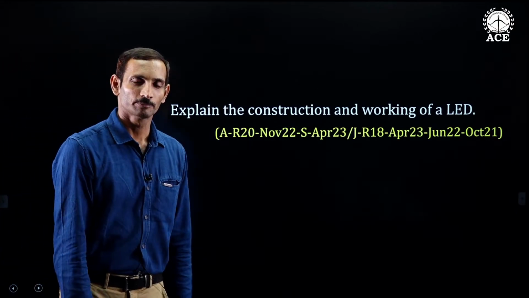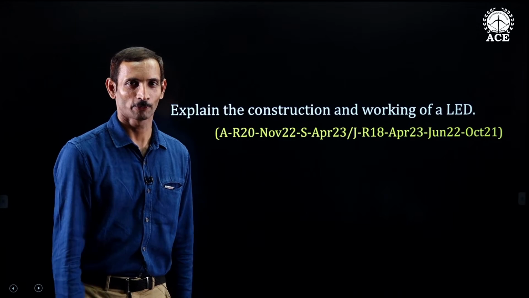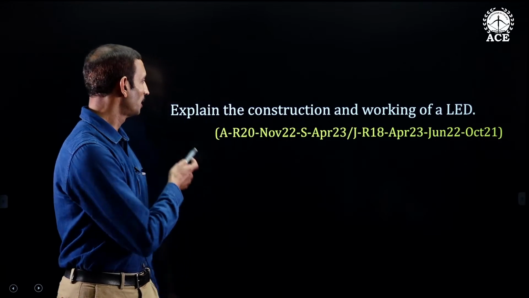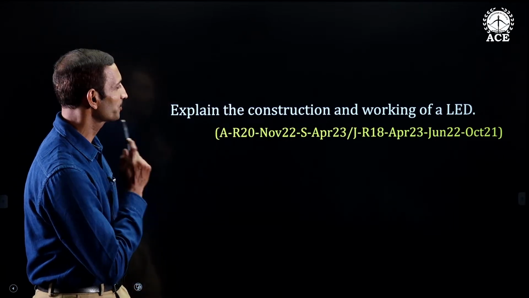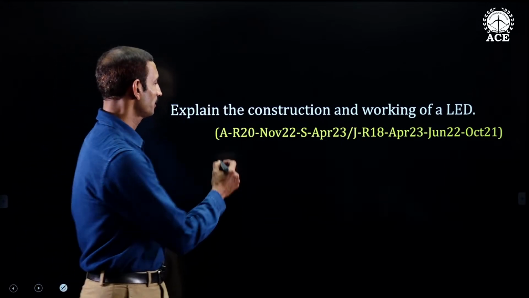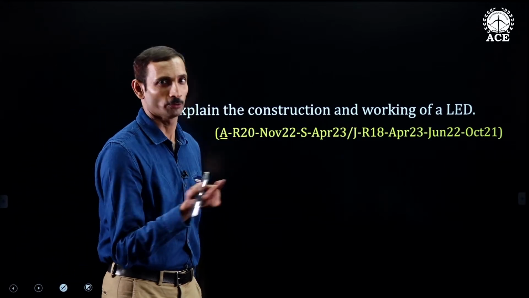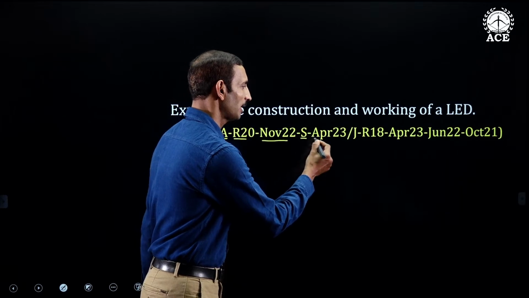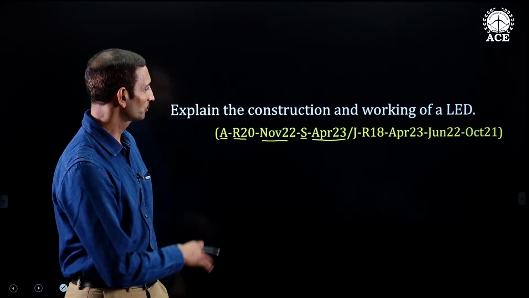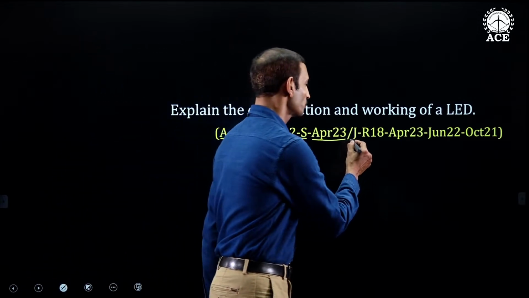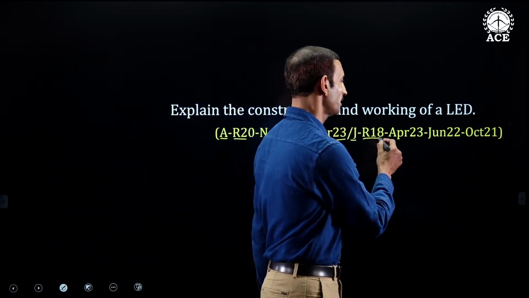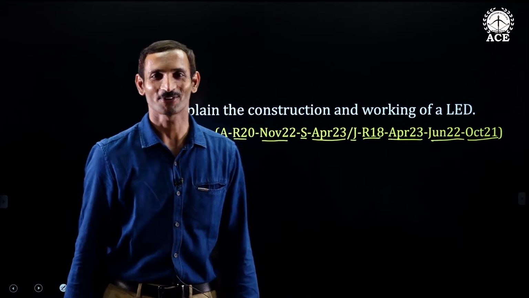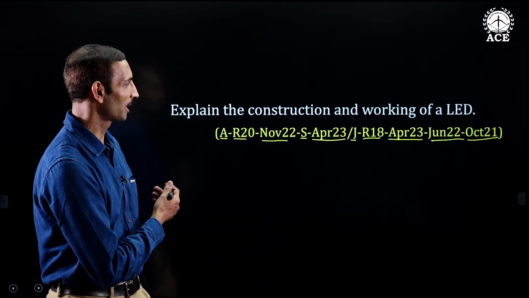Since we are discussing questions and their relevance, our topic is relevant to that only. So we have got questions that are being asked, and how does a question come on LED? Explain the construction and working of LED. Here, this was asked in AS. A, we know how would be the notation. A corresponds to AS R20, November 22, and there is a supplementary paper in April 23. The same question has appeared. J corresponds to JNTUH paper. So that was asked in R18 regulation, April 23, June 22, October 21. It seems to be a stock question, right? So therefore we should know about it and how to interpret that one.